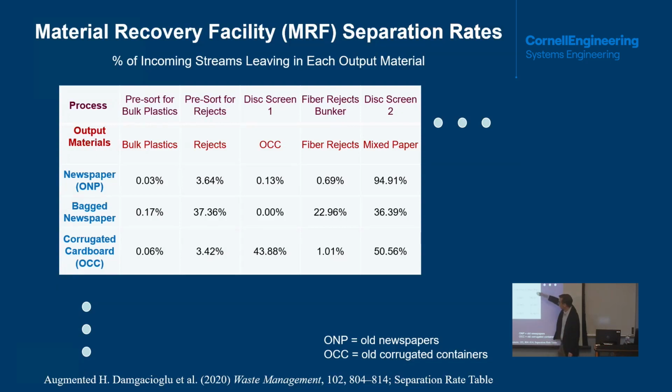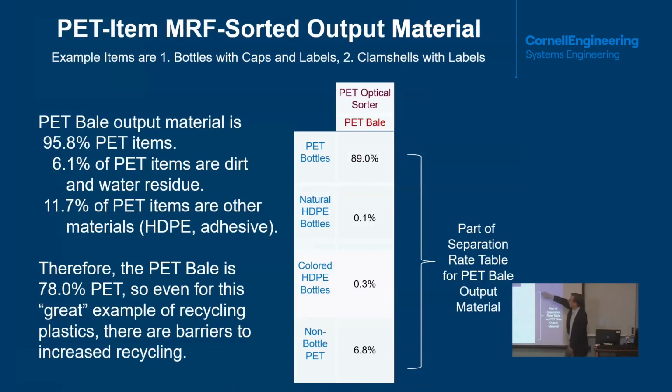So, yeah, the material comes in, and the bagged newspaper is going to 3 different major streams here, right? Rejects, fiber, rejects, and then this stream of mixed paper. Just as an example, what happens if we want to look at PET bales?